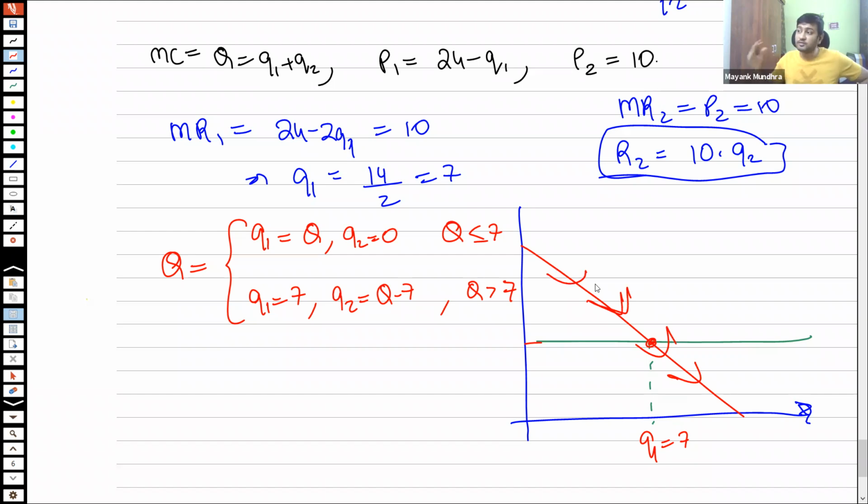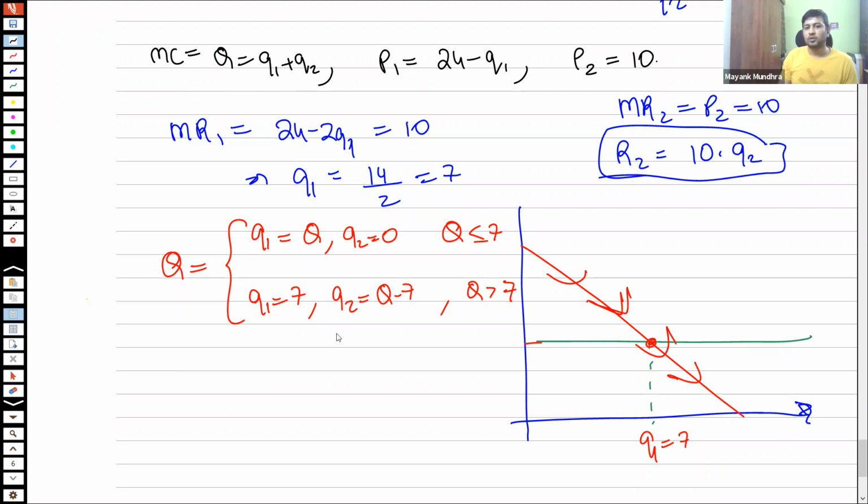Right? So I know that if he sells less than 7 units, everything will go to market 1. If he sells more than 7 units, 7 units will go to market 1. The remaining Q minus 7 will go to market 2. Okay. Now, the final nail in the coffin is equating to marginal cost.